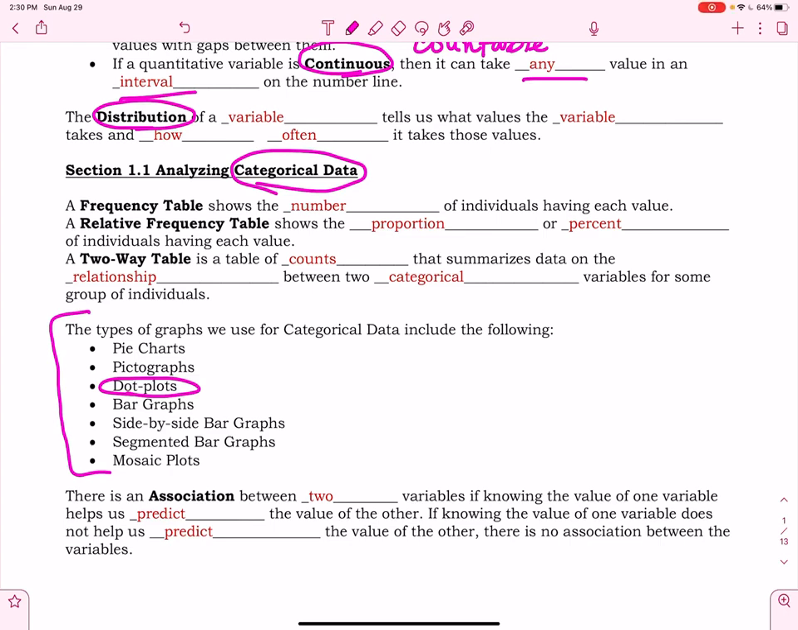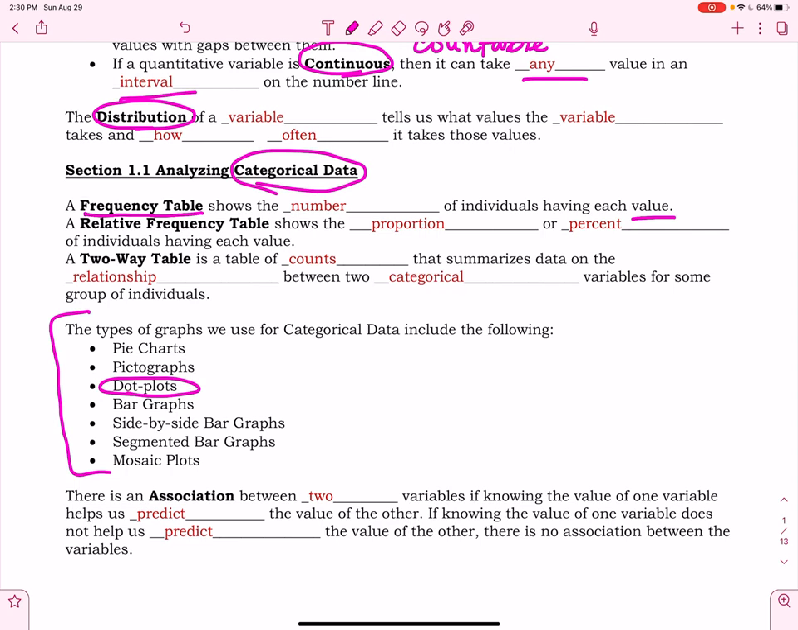Hello AP Statistics. In this video, we're going to talk about categorical data and their graphs just a little bit. So the first thing I want to talk about is this idea of a frequency table. Well, a frequency table just shows you how many individuals you have measuring in a certain variable for each value. So that's easy peasy. That's just a count. How many of you like the color blue? This many. How many of you like the color purple?